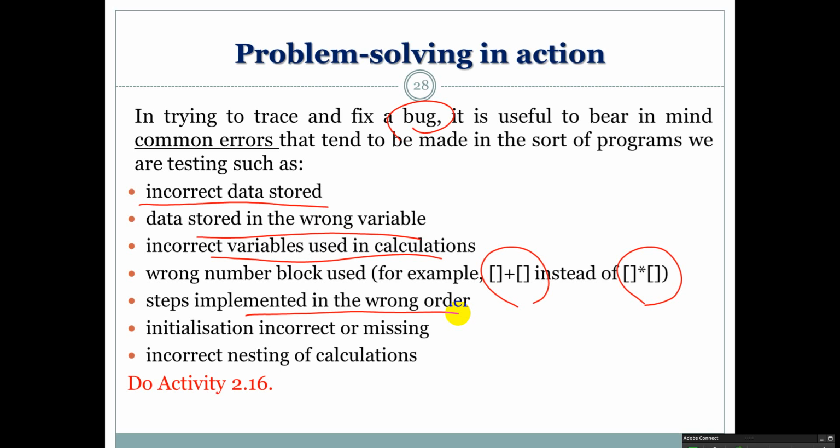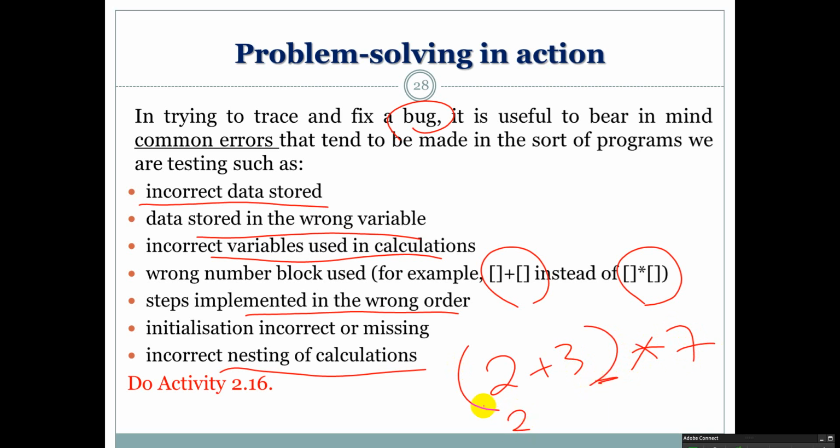Sometimes it is incorrect nesting of calculations. Like we need to do first, for example, 2 plus 3, then multiply by 7. Then we did something wrong: we did not put the bracket. We just said 2 plus 3 multiplied by 7. Then we get a different result. 2 plus 3 is 5, 5 multiplied by 7 is 35, whereas this is 21 plus 2, that is 23. So we have different results. So these are the common mistakes that can appear in a program.